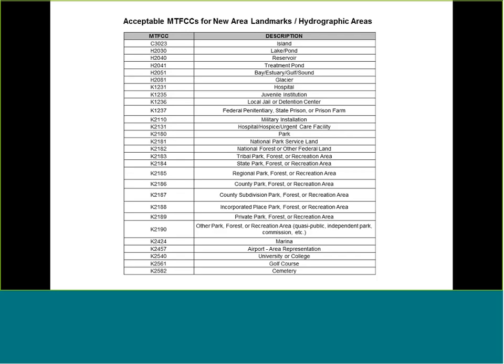So here on the screen you can see the acceptable new area landmarks or hydrographic areas that can be edited using the GUPS software. So area landmarks typically are things like hospitals, jails, parks, cemeteries, and then it also includes hydrographic areas such as lakes, ponds, bays, things like that.